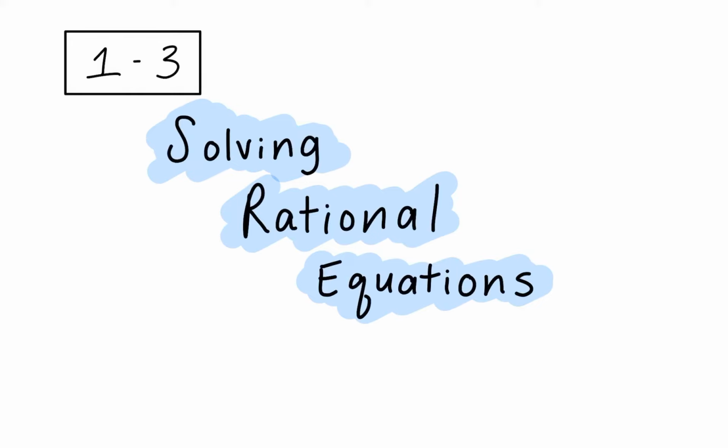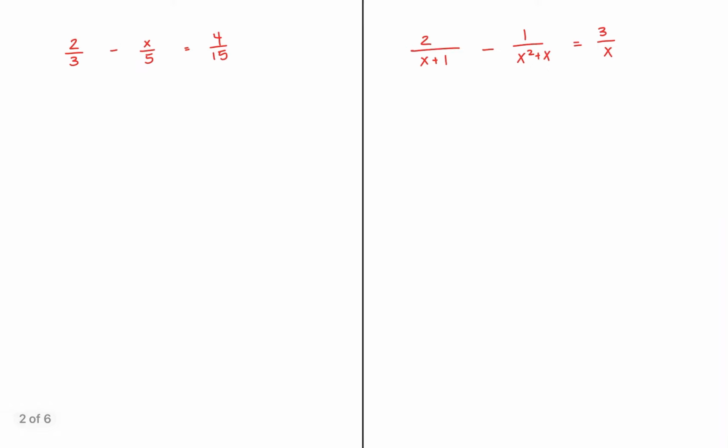Okay, let's start talking about solving rational equations. On the left, we have a rational equation that we're used to dealing with, and these are just basic fractions with numbers and one variable. So 2/3 minus x/5 equals 4/15. We know a way of solving this.